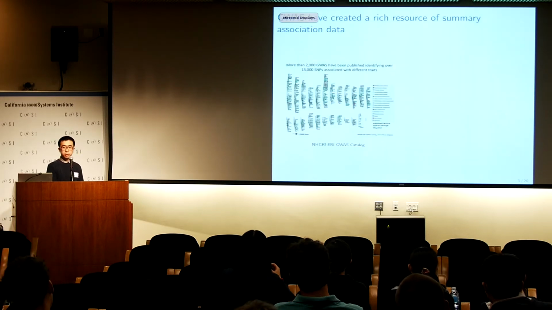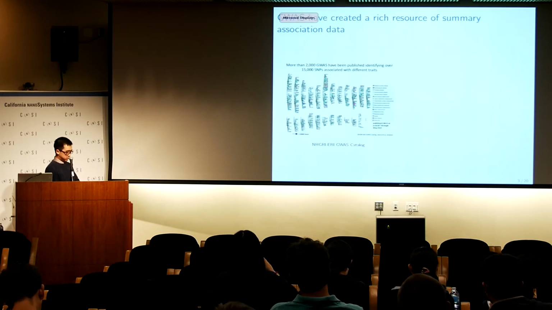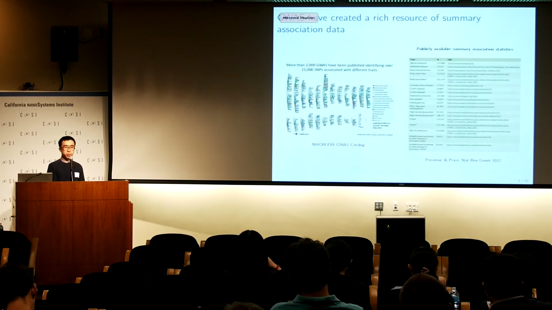So over the past decades or so, thousands of GWAS have been performed, which identified tens of thousands of trait-associated variants. These studies have also created a huge resource of GWAS summary level data that are publicly available, which really opens up a lot of opportunities for geneticists to study the genetic architecture of complex traits.